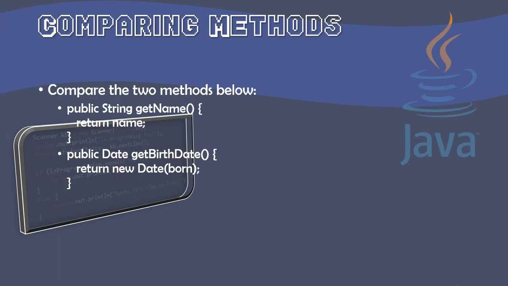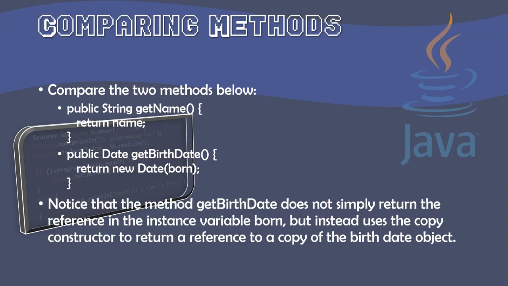If we look at these two methods, we have public String getName, return name, and public Date getBirthDate, return new Date(born). You notice that the method getBirthDate does not simply return the reference in the instance variable born, but instead uses the copy constructor to return a reference to a copy of the birth date object.